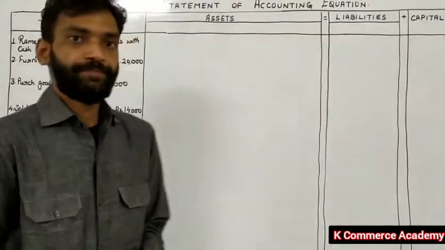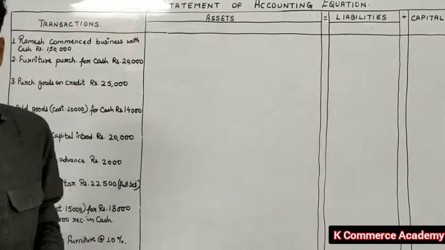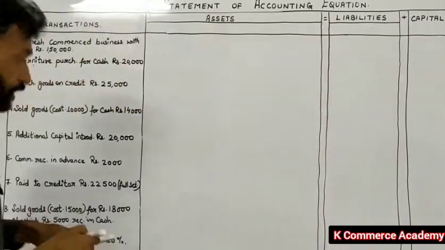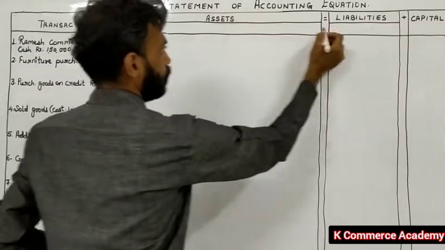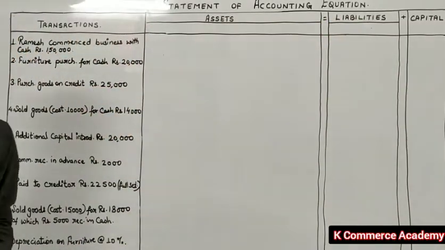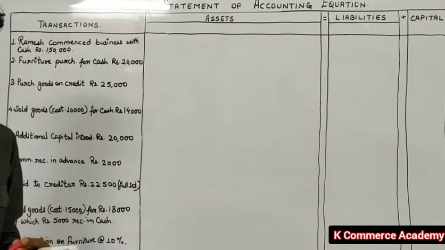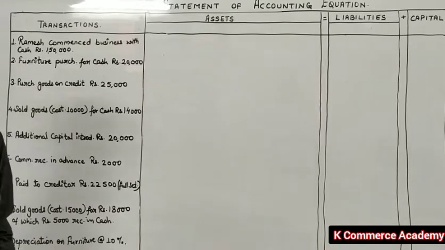Good morning students. So today's topic is accounting equation. We all know our accounting equation is assets equals to liability plus capital. This is the format in which we will be disclosing how the business transactions are disclosed in the statement of accounting equation. So first of all, we do have these 9 transactions and all these transactions will be checked whether they are satisfying the accounting equation or not.